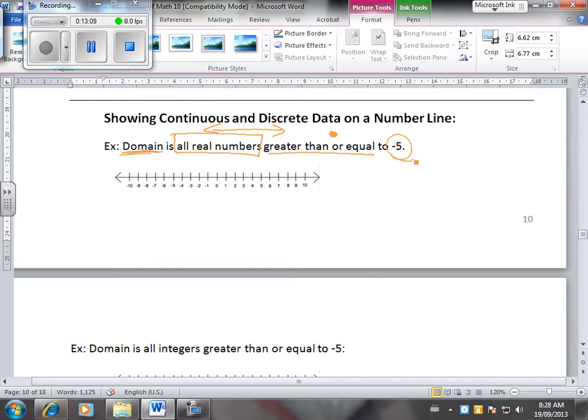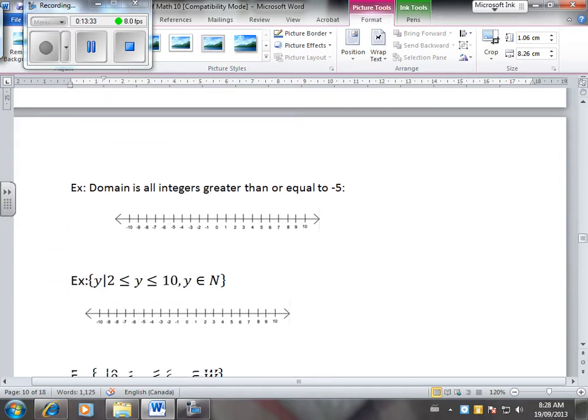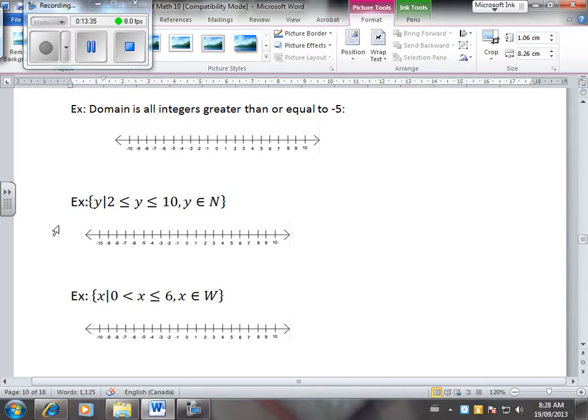So greater than or equal to -5, that means -5 is my lower limit. So here we go, and it's all real numbers greater than or equal to. So I draw a solid line to the right because it's greater than or equal to. Remember that every time you read one of these, interpret the whole sentence and then draw it out. Domain is all integers greater than or equal to -5.